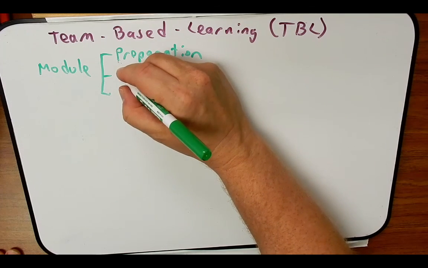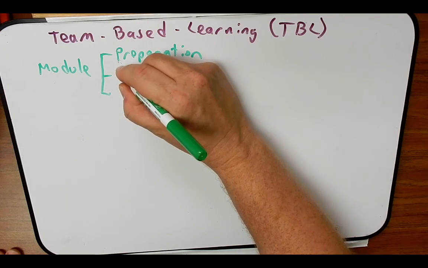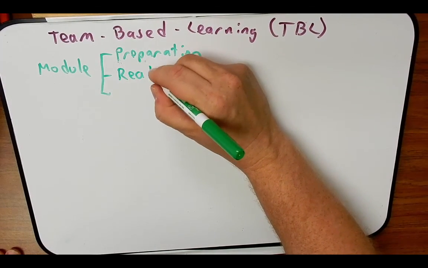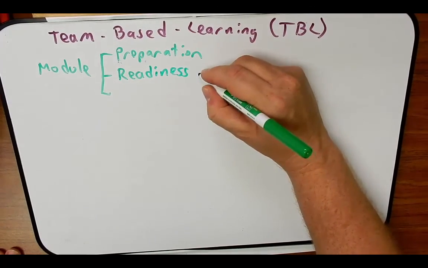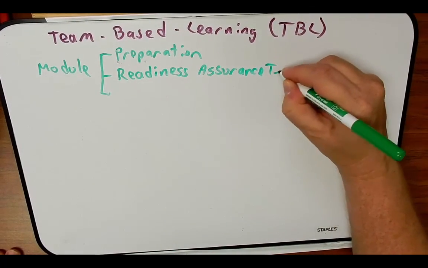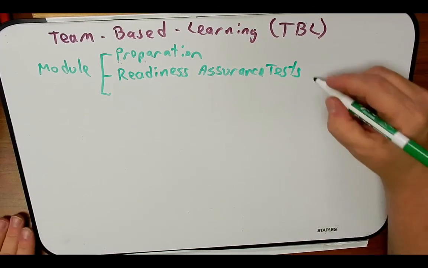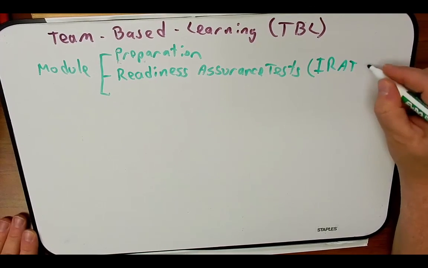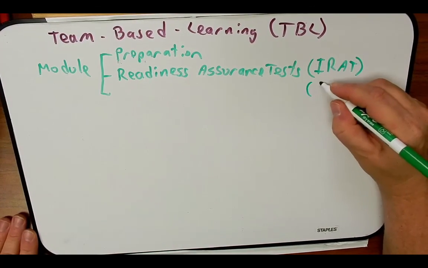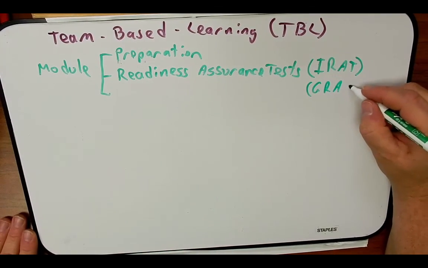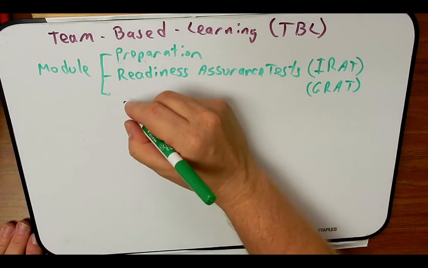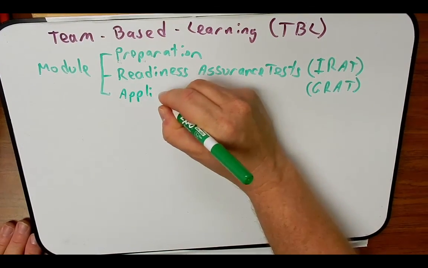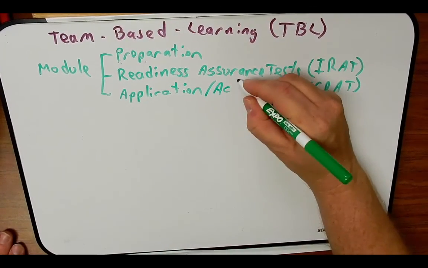The second part is a long term, but I'll spell it out here, but we don't really use this term too much in class. But we call these readiness assurance tests. And in our class, we'll take an individual, which we'll often refer to as an IRAT for individual readiness assurance test, or we'll call them GRATs for group readiness assurance tests. And the third part in these modules is what we call an application. Sometimes I call these activities, but I mean the same thing.